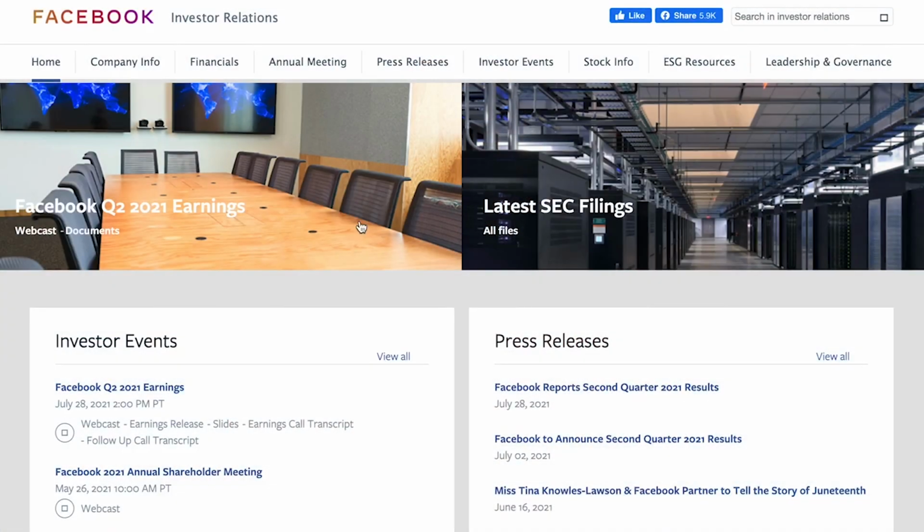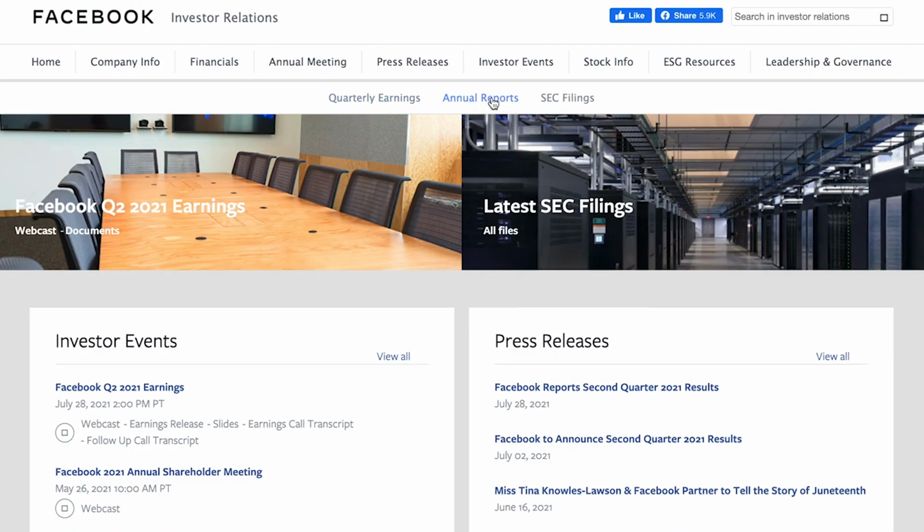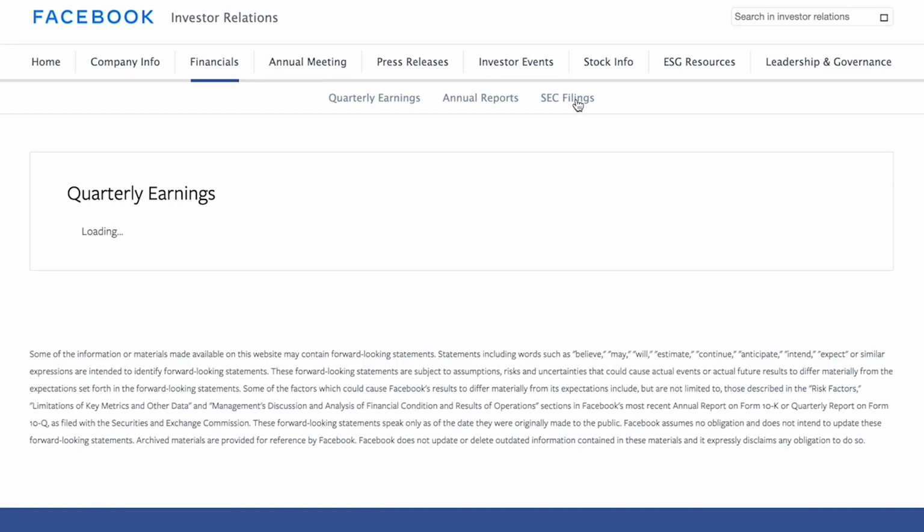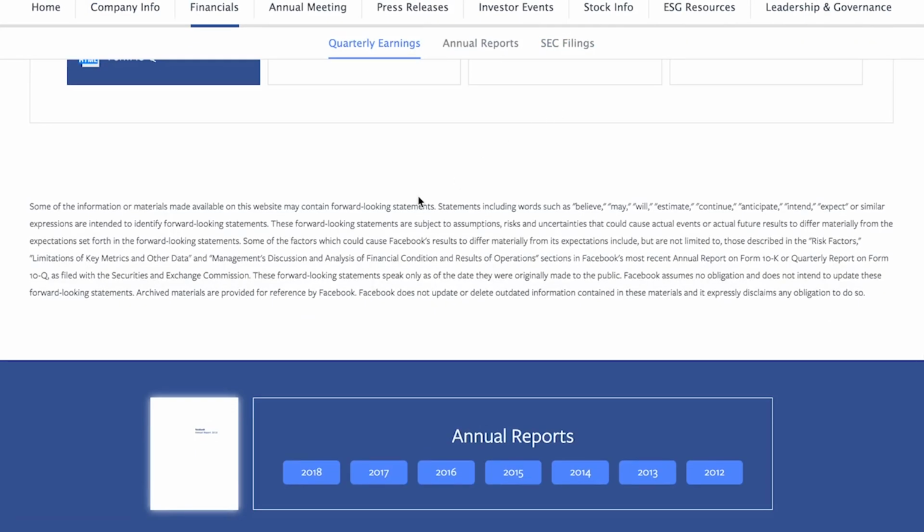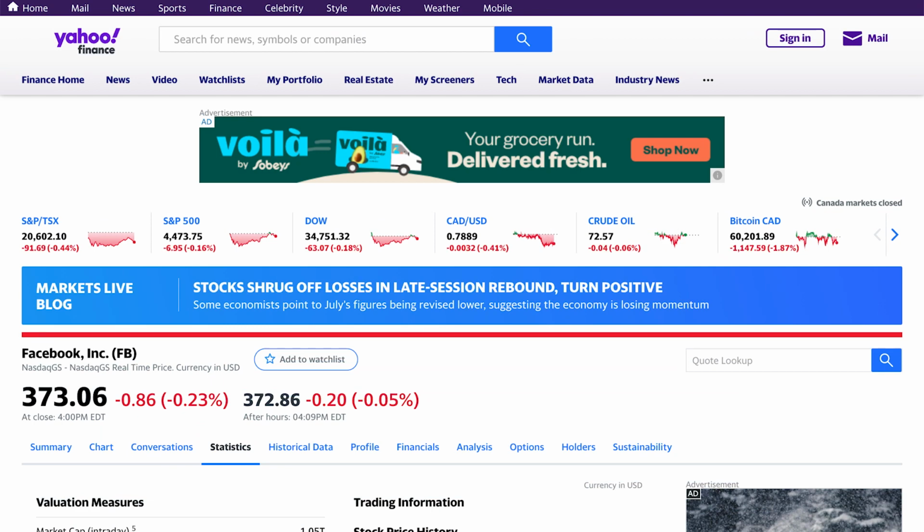So now let's do a real life example using Facebook stock. And we want to start out by finding how much free cash flow Facebook has generated over the past 12 months. And we could do this by going into their investor relations website and finding it on their recent financial statements. But for now, an easier way to see this information is on a website like Yahoo Finance or Morningstar.